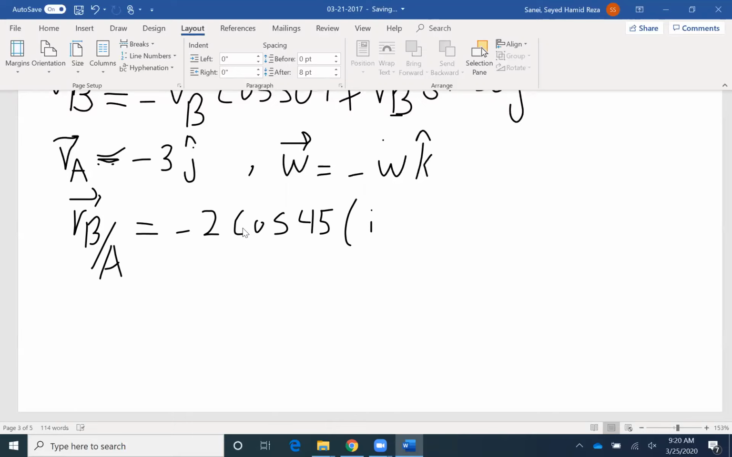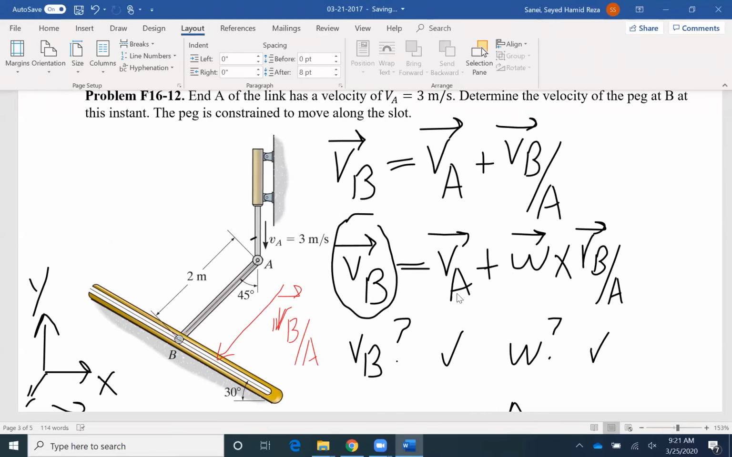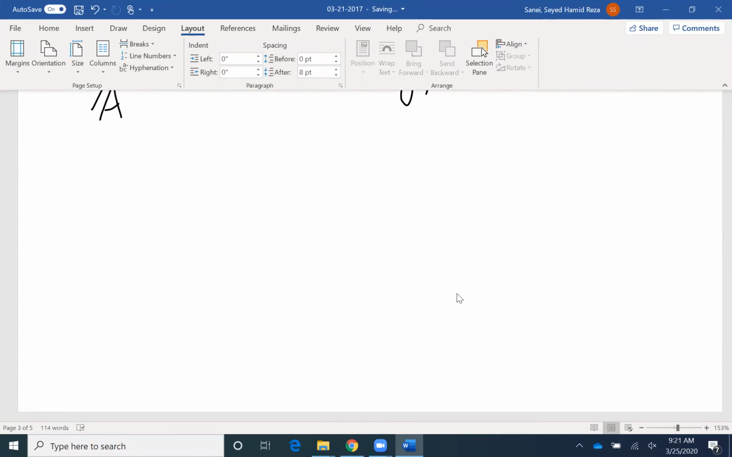Because cosine 45 and sine 45 are the same thing, so I use cosine for both of them. I plus j, both components have the same magnitude. So I found everything in terms of Cartesian components. Now I can just put my vector together and find the unknowns. So here I write my vectors again.